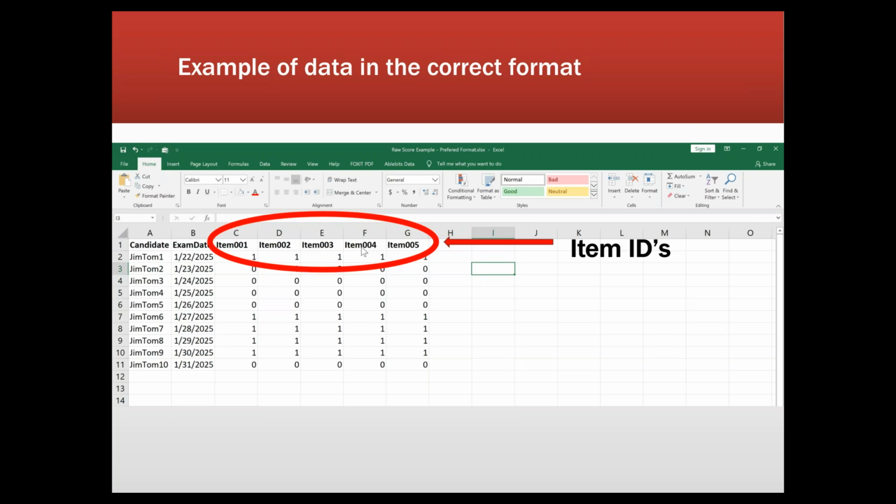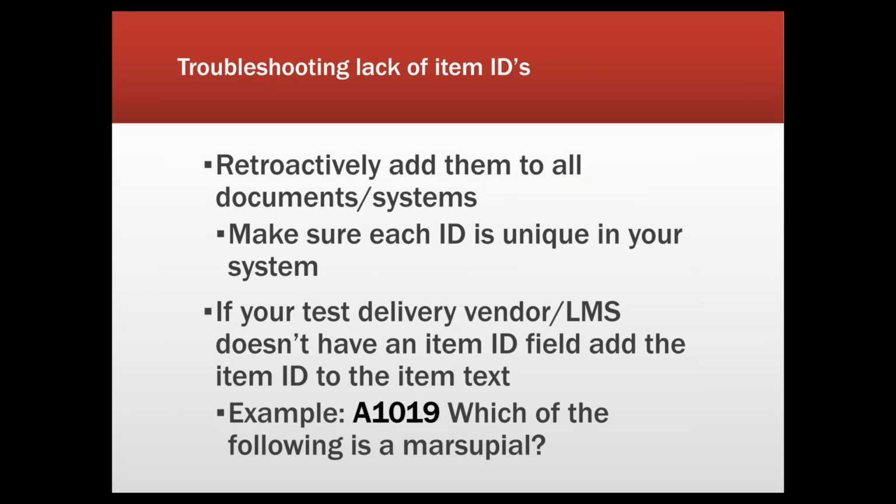in your system. Now, this is where people start to panic, because they've already uploaded their items. Their test is already in beta test. They didn't know that this was so important. They didn't realize that this needed to be done. Now what? Well, you're going to have to retroactively add them to all of your documents and systems, especially anywhere that there's item text.